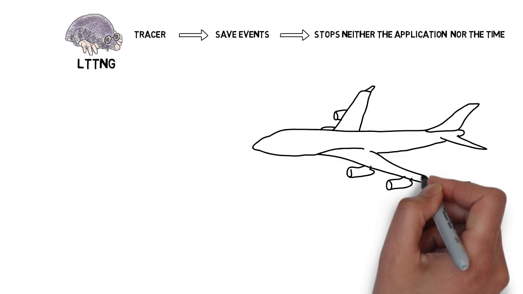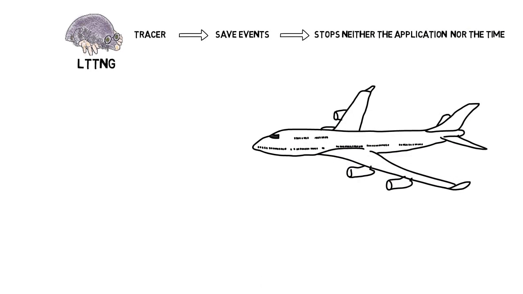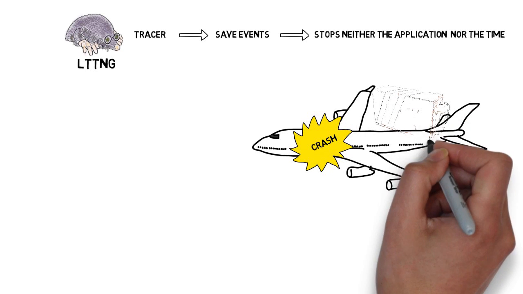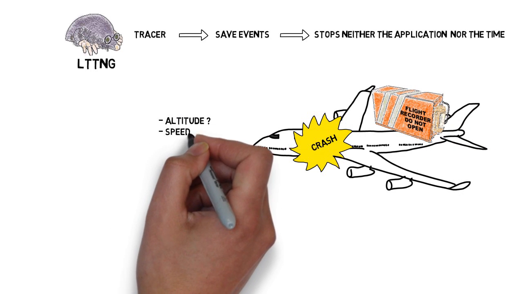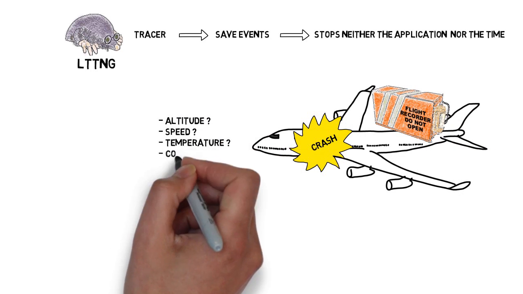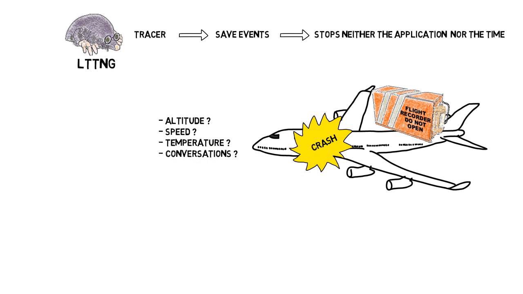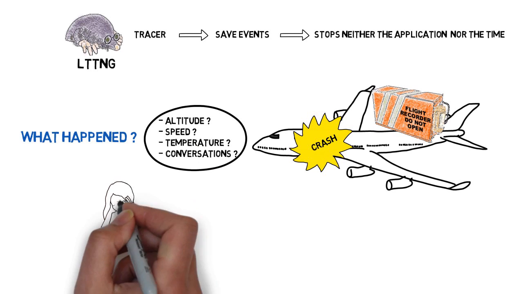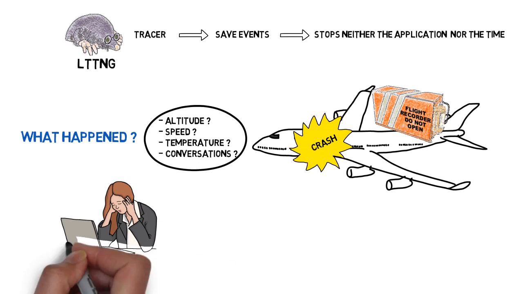To explain what a tracer is, take the case of a plane. If a plane crashes, it is common to use the flight recorder to know what were the last sensors values, the last discussions between the pilots, etc. It allows people to know what happened that led to the crash. A tracer is kind of a black box for computers.